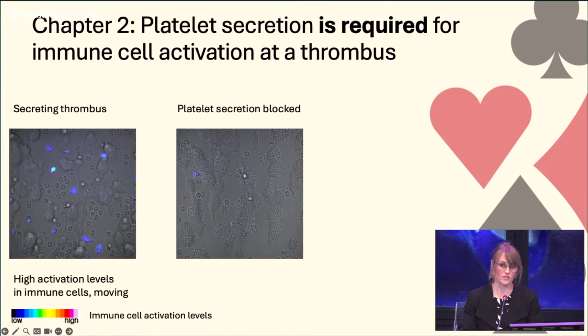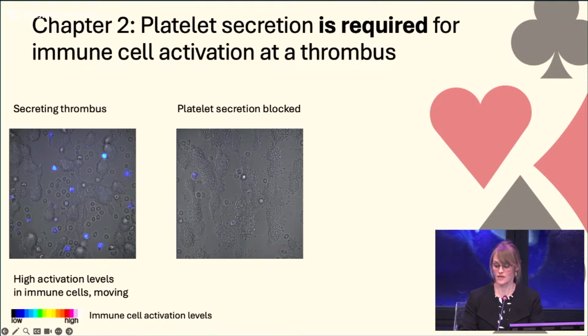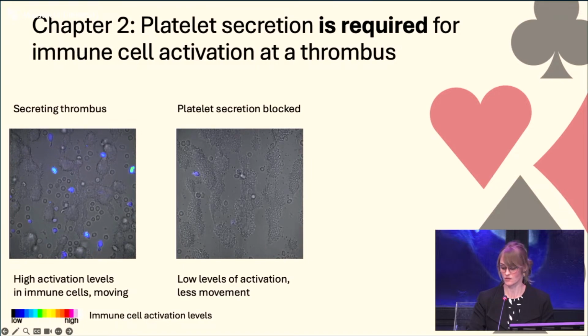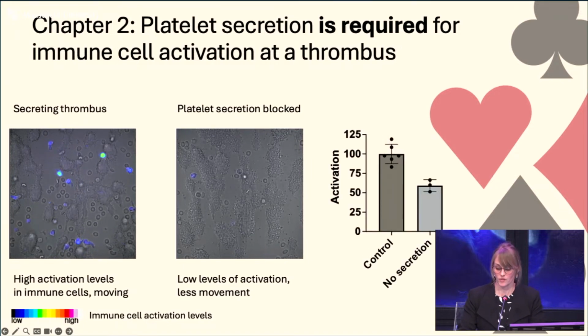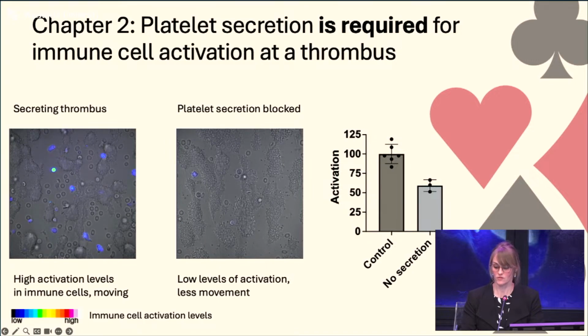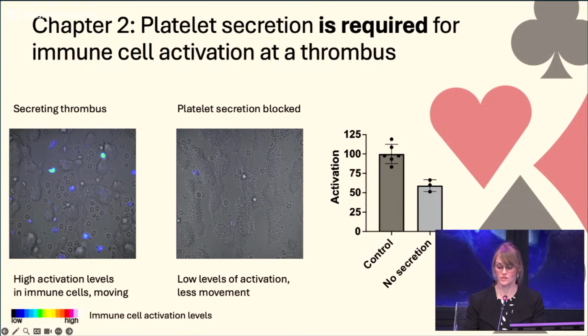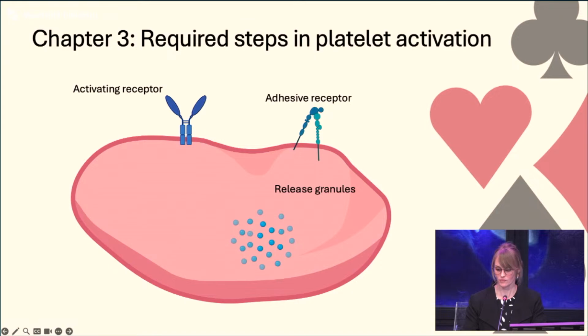Interestingly, when we blocked secretion of the platelets in the thrombus, the activation signals were reduced, and we observed less movement of the cells. Therefore, we conclude that platelet secretion is important for the activation of immune cells at a thrombus. Together, these experiments show that platelets in a thrombus steer immune cell adhesion and activation through their receptors and granule release. In the next chapter, we wanted to clarify molecular mechanisms that regulate platelet activation.